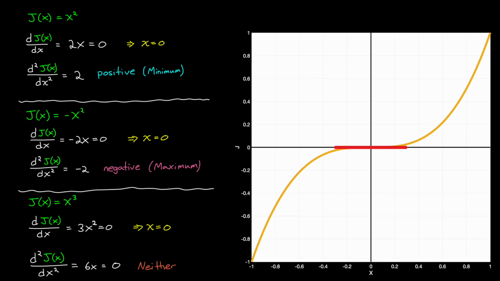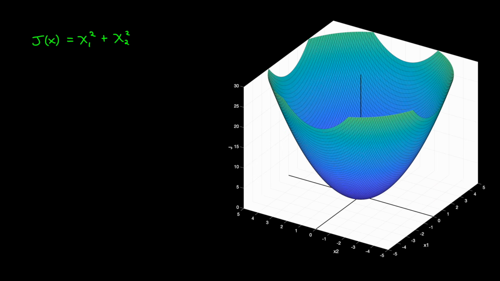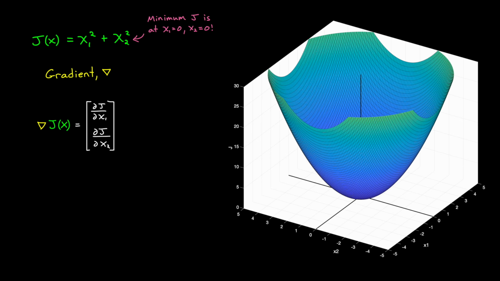And the idea of looking at the slope can be expanded to higher order functions as well. For example, this function, J equals x1 squared plus x2 squared. We can look at this and once again pretty easily see that the minimum J occurs when x1 and x2 are both 0. Now, to find this point, we once again look at where the derivative is 0, or more precisely, where the gradient is 0. The gradient of J of x is the partial derivative of the function with respect to both x1 and x2. And when we do this, we get the vector 2x1 and 2x2.